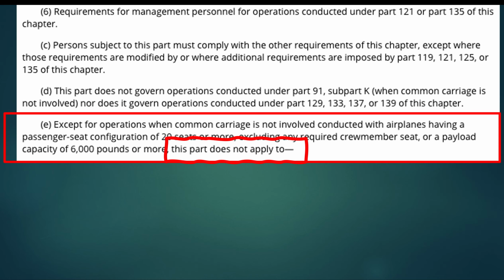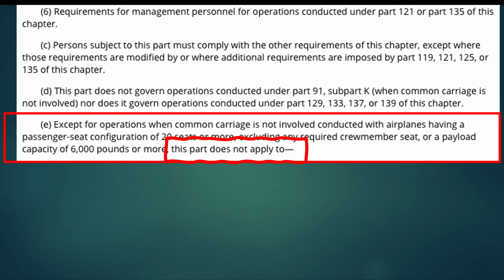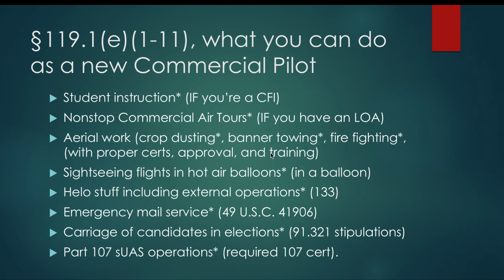Look up this regulation. There's a whole long list, and I kind of rearranged them to make it easier to talk about. So 119E 1 through 11 tells you what you can do as a new commercial pilot. In other words, all the other stipulations and additional requirements of Part 119 do not apply to these things. Okay, this part does not apply to the following operations. However, I put asterisks on here because there's a lot more stipulations for these specific ones.